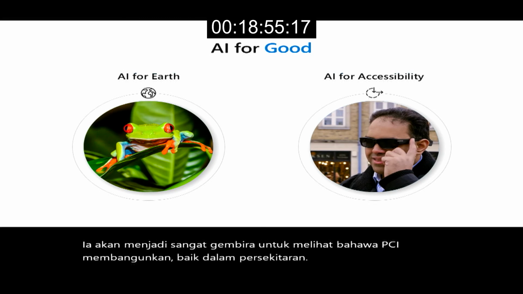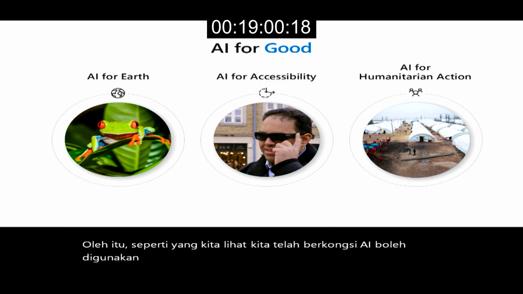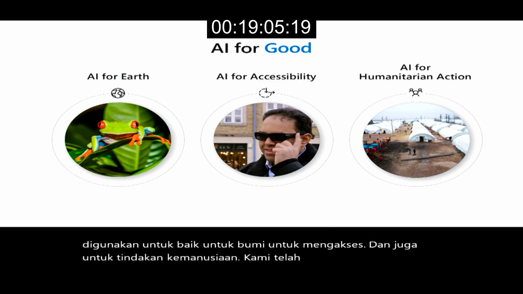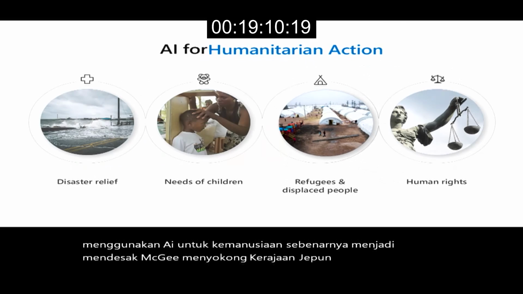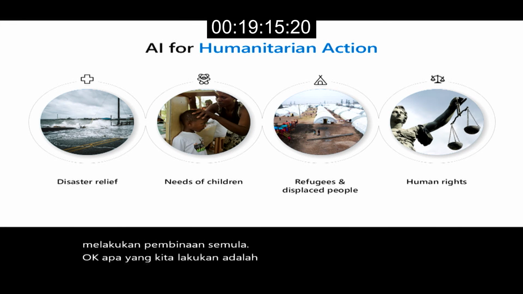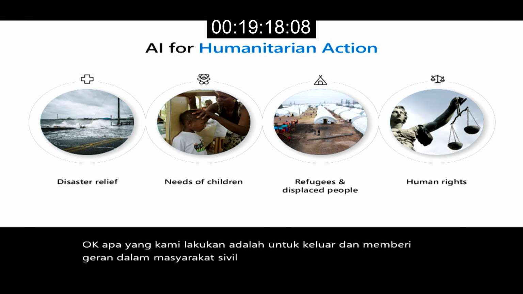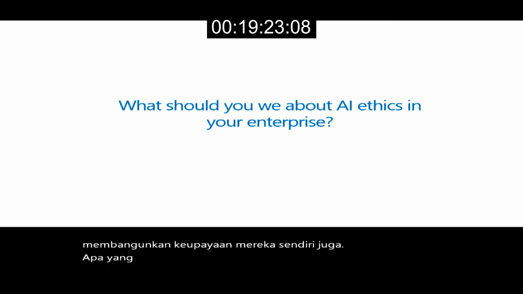So as you saw, we have shared that AI can be used for good for Earth, for accessibility, and also for humanitarian action. We used AI for humanitarian action in Fukushima. We supported the Japanese government when they were doing rebuilding. And what we do is to go out and give grants to civil society so that they can develop their own capabilities too. What should we know about AI? In practice, in enterprise, you need ethical AI expertise, and I think we have a role to play with knowledge and courage.